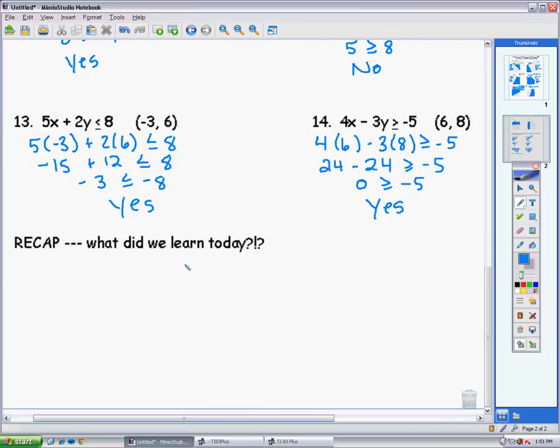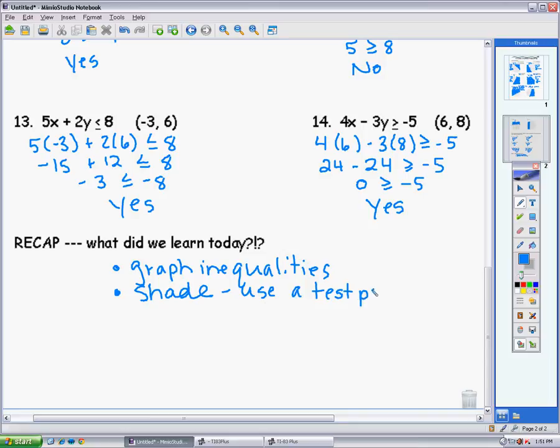Recap. What did we learn today? We learned how to graph inequalities. We learned how to shade, and you can use a test point. And we determined if a point was a solution.